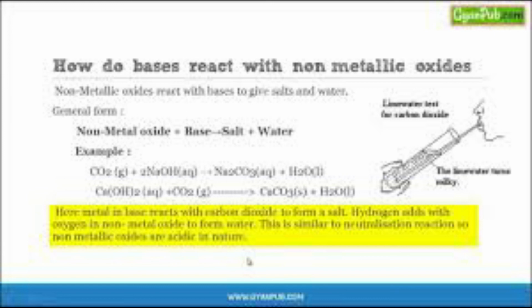Bases react with non-metal oxides to form salt and water. In the previous session, we discussed that metallic oxides are basic in nature and non-metallic oxides are acidic in nature. Bases react with non-metallic oxides to form salt and water. That is, calcium hydroxide reacts with carbon dioxide to form calcium carbonate and water.